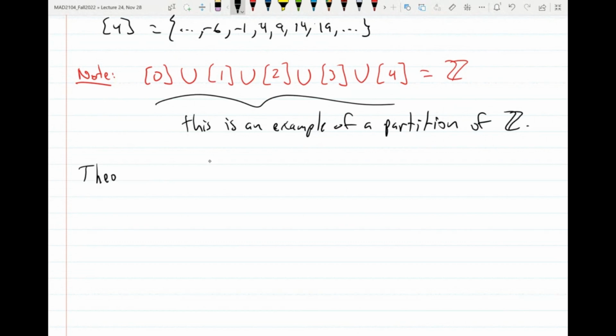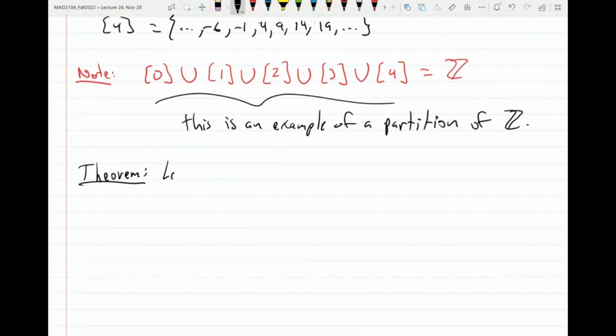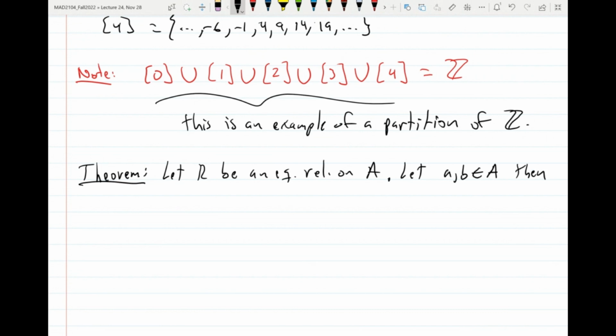All right, so let me give you the theorem. Now, this theorem is going to be in general, not necessarily with the mod relation. Okay. So let R be an equivalence relation on a set A. Then let a, b be elements in A. Then the following are equivalent. This is commonly used in mathematics. TFAE. This means the following are equivalent.